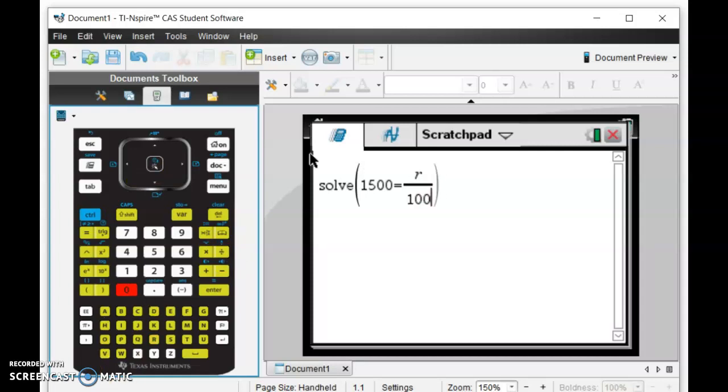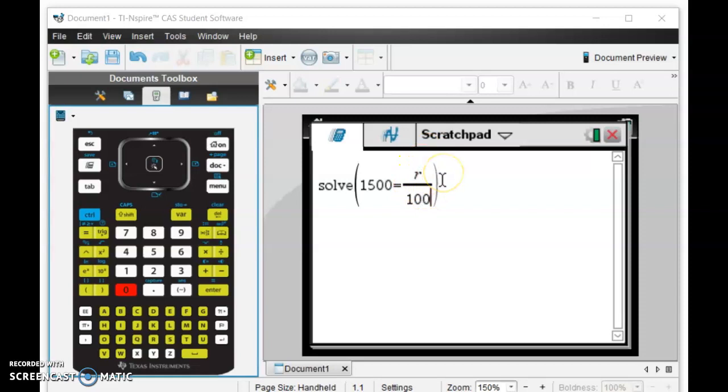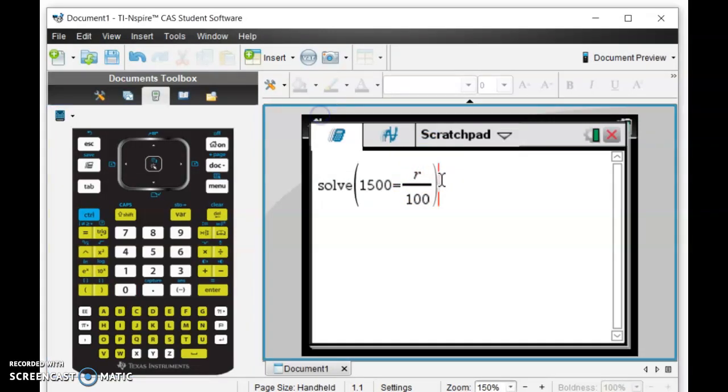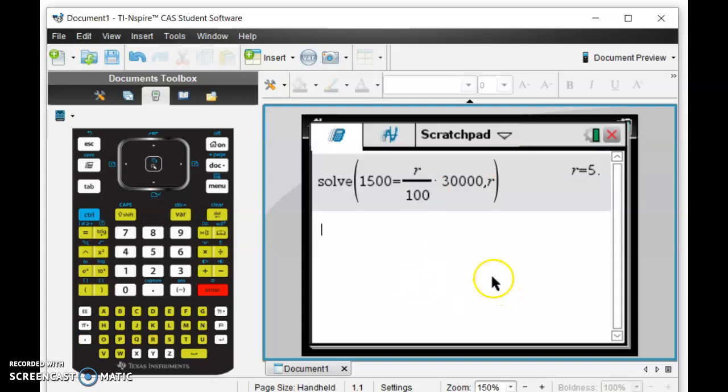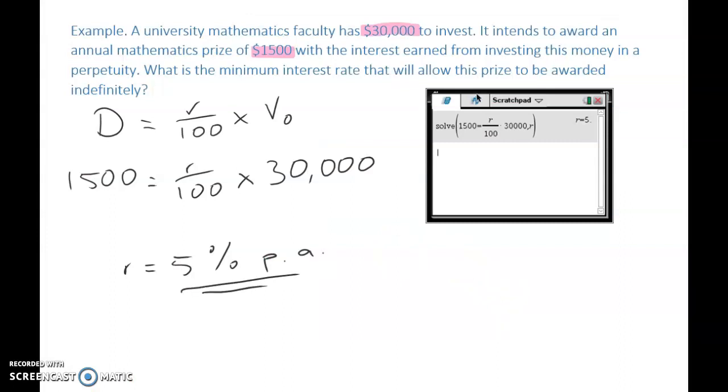Ooh, what were the compounds? I think it's safe to assume it compounds annually, so I can just leave it as R over 100. And we're going to multiply that by, I think it was 30,000. And solve for R, so comma R. And it reckons 5%. Okay, and there's my final answer, and I've written it as per annum. So R equals 5% per annum.